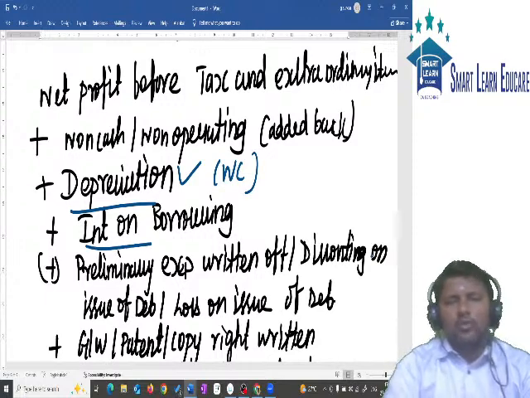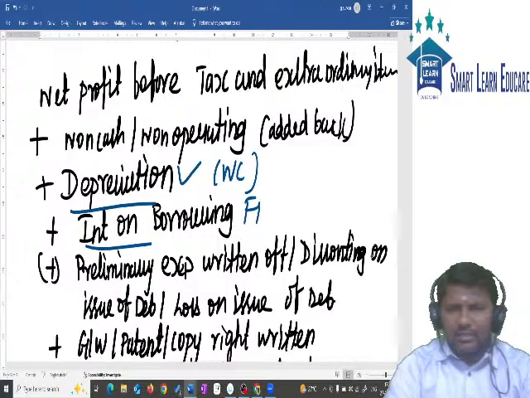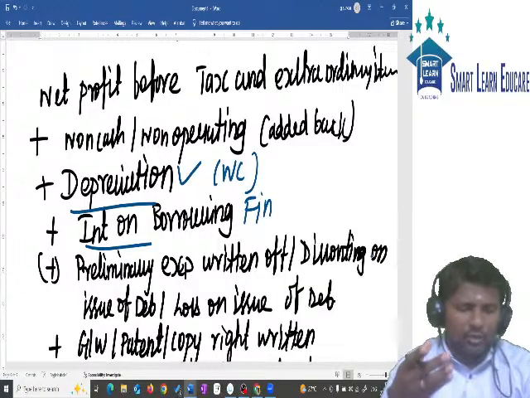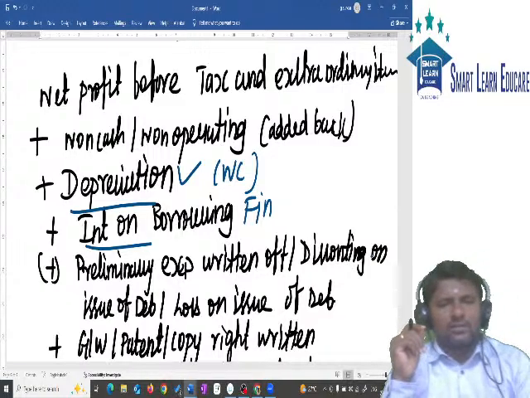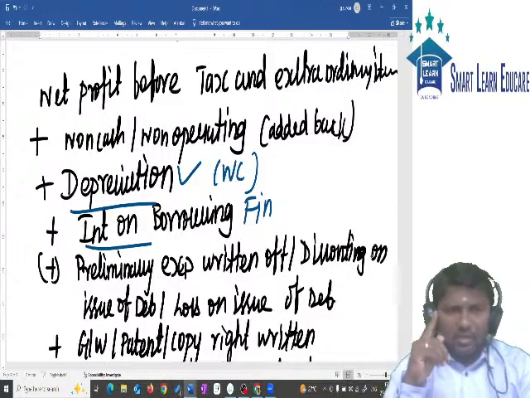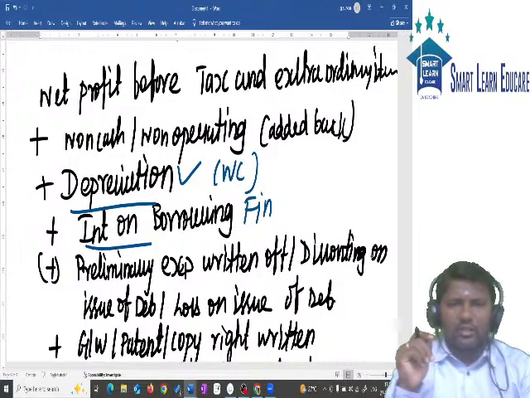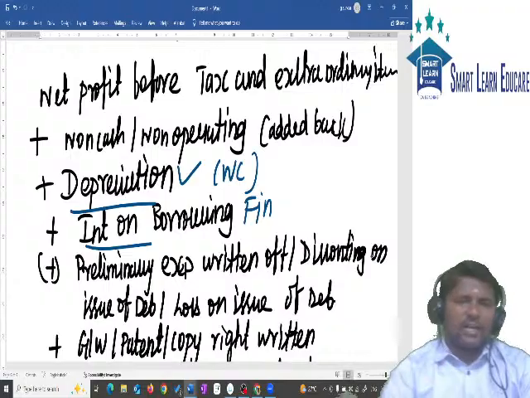Interest should be added back. Interest is what activity? Financing activity. When you borrow some loan, for the loan we need to pay some interest. So interest will come under financing activity. But the interest paid is debited to P&L. So since it is not an operating activity, it is added back.